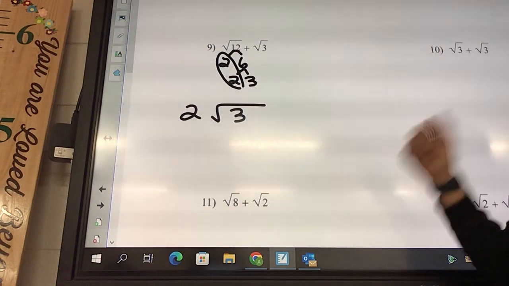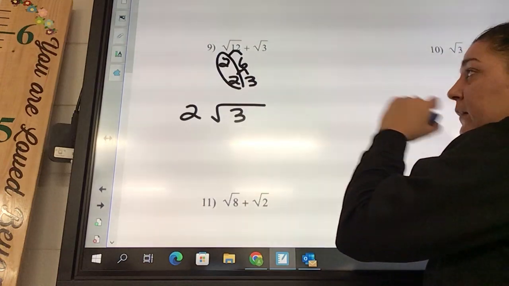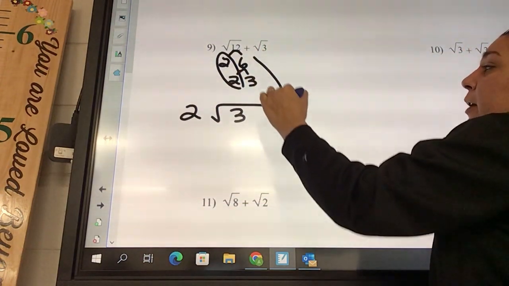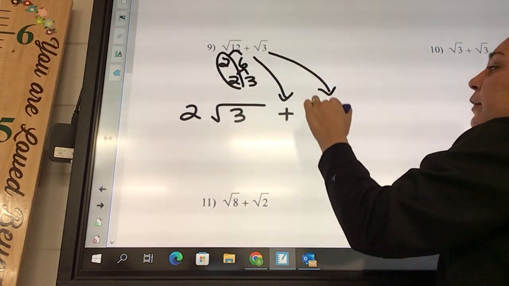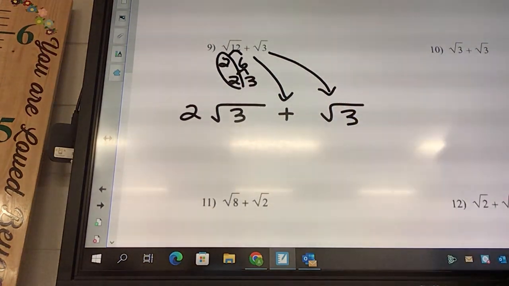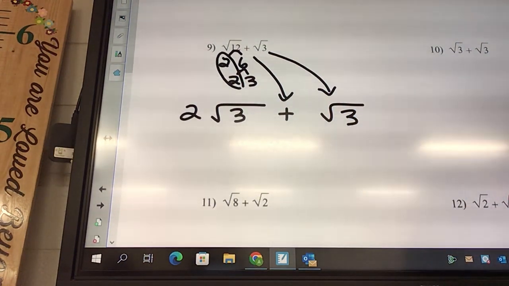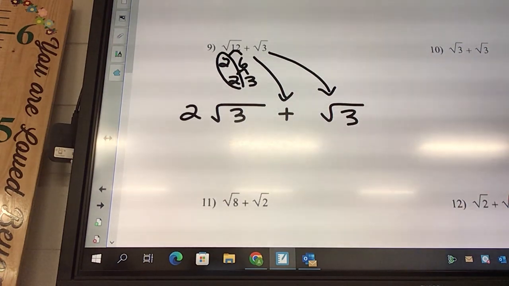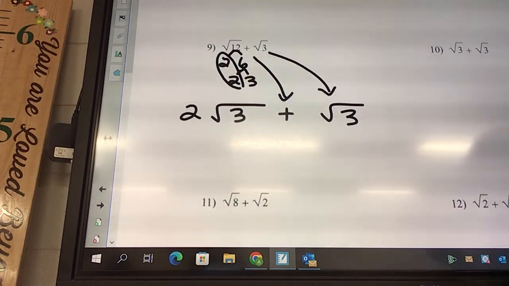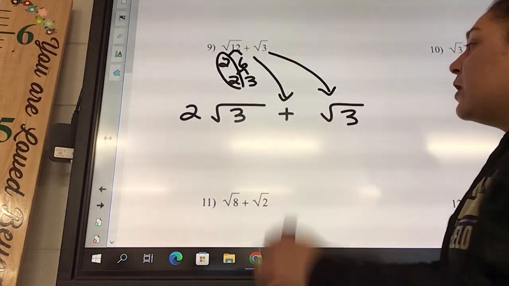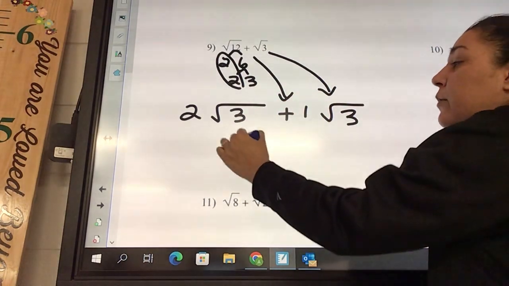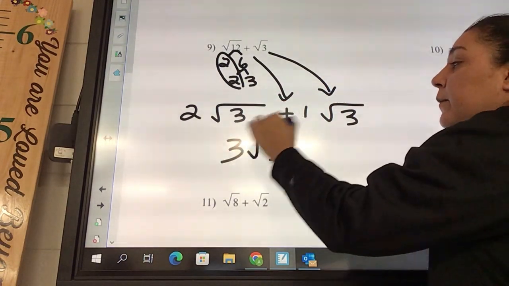Can the square root of 3 be simplified? No. Okay, so we can drop down this plus sign and we can drop down this square root of 3. Okay, now look at it. Are the indexes the same? Yes, okay. Are underneath the same? Yeah, so that now we can go ahead and add the outside. So what is 2 plus 1? Because there's a 1 here. 3 square root of 3.